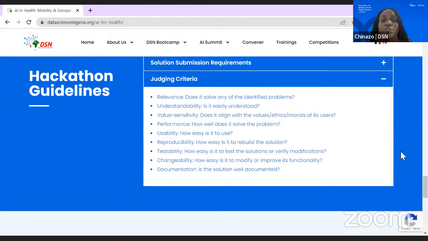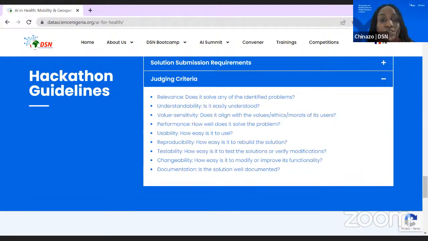For example, you could be building something for a particular religious group. Does it align with their values? You can't build something that won't be acceptable to them. Performance: how well does your solution solve the problem? Usability: how easy is it to use?